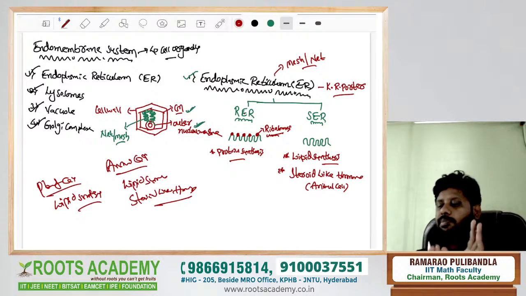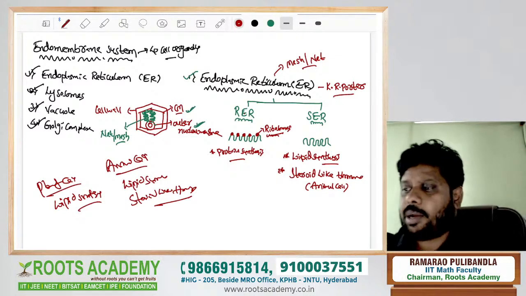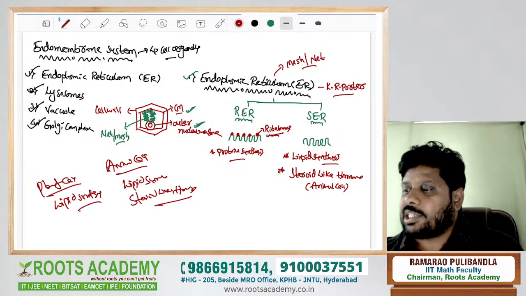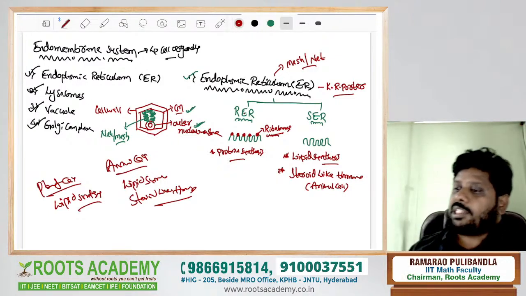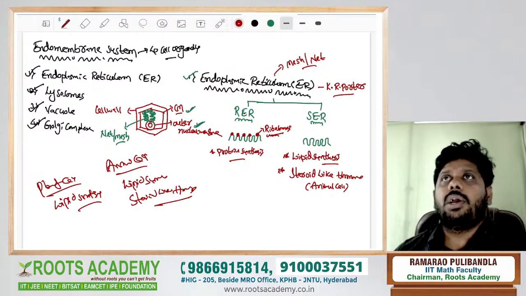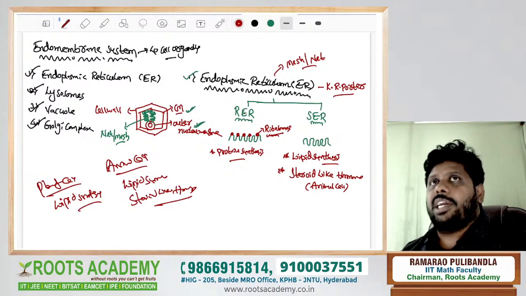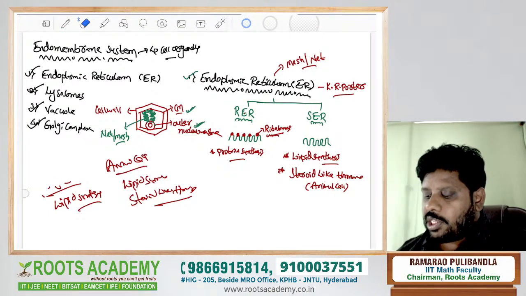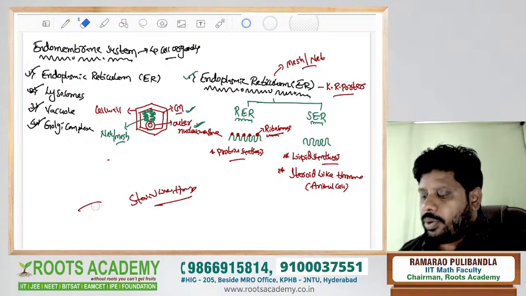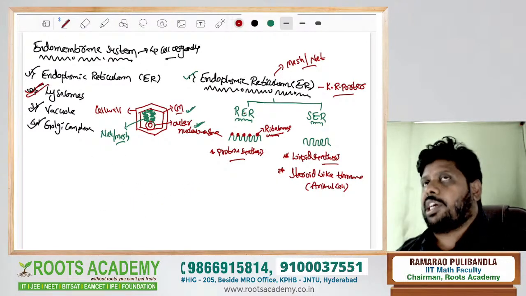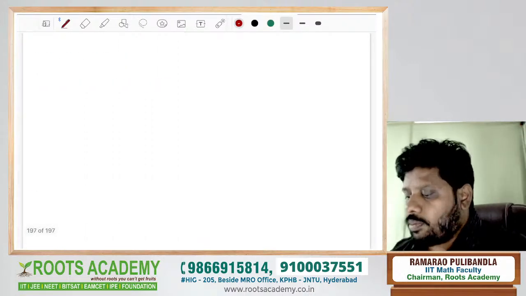In a plant cell, it performs only one function, that is lipid synthesis. In case of a plant cell, this endoplasmic reticulum participates only in lipid synthesis. But in case of an animal cell, along with lipid synthesis, steroid-like hormones are also produced by the smooth endoplasmic reticulum. So this is the information related to endoplasmic reticulum. And the second cell organelle, lysosome.